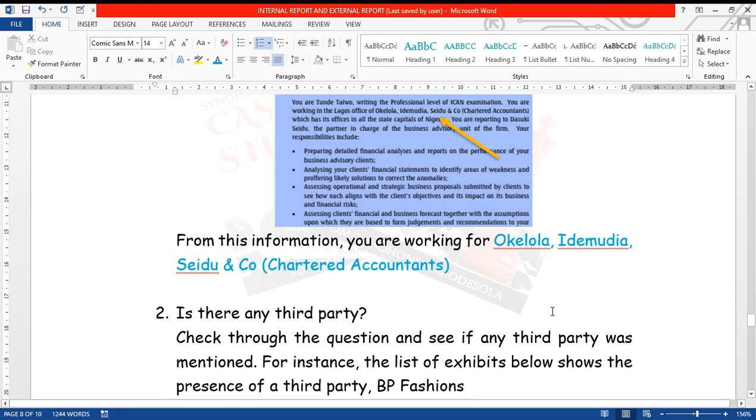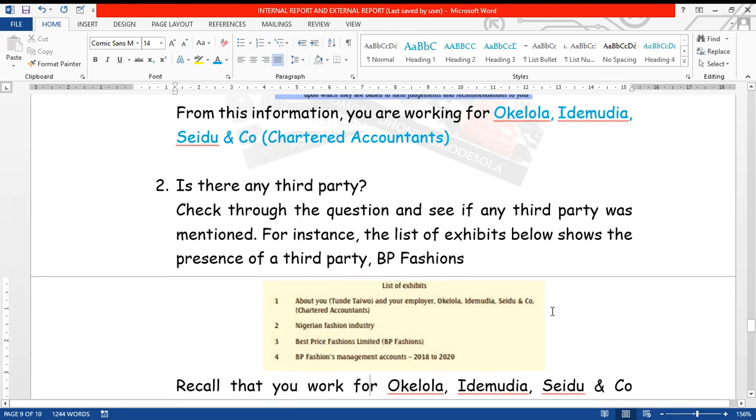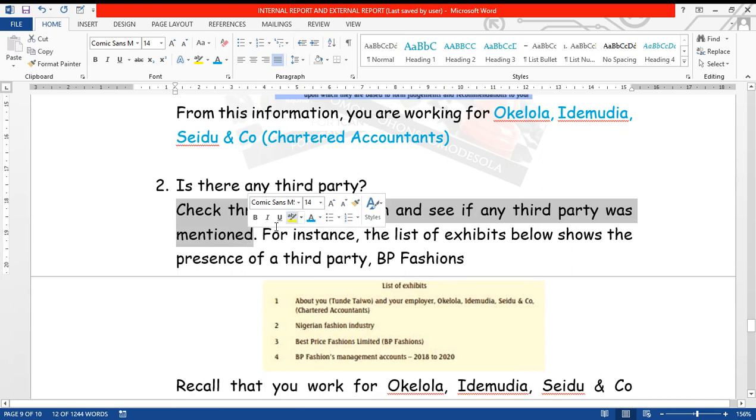You note it down. And even going deeper, the pre-seen, that is the first few pages of the examination paper, will be released 2 weeks before the examination. You will have known all these things, so you already know the person you're working for. Now, the next thing you look at is whether there is any third party. Check through the information to see if any third party was mentioned. Do you understand? You check through it.